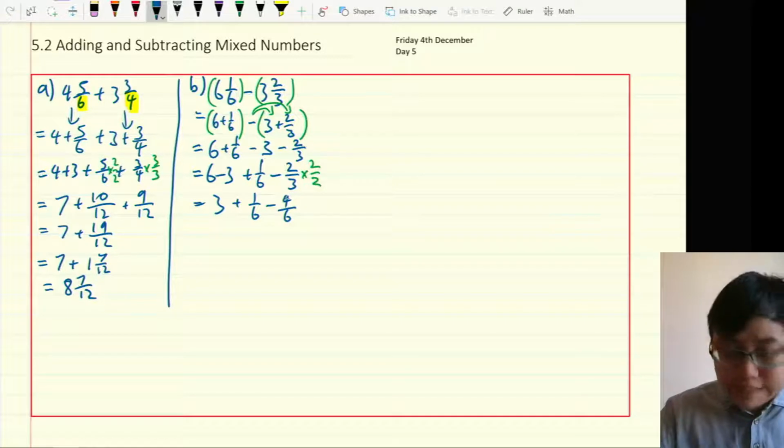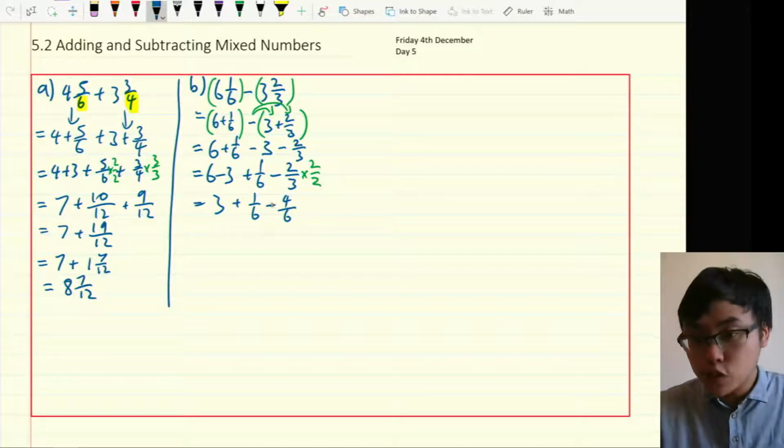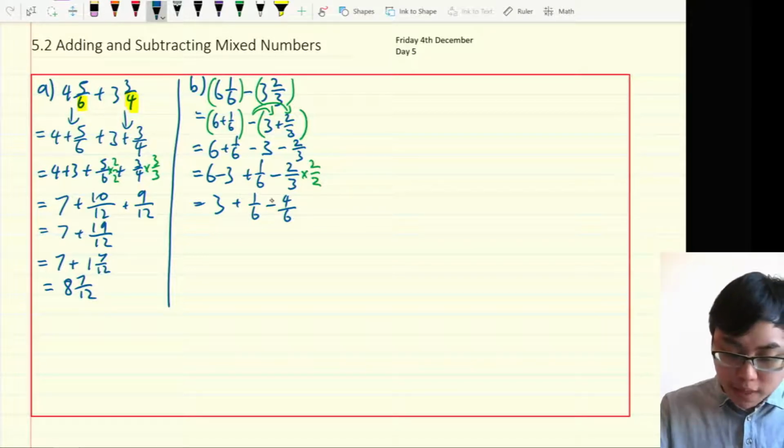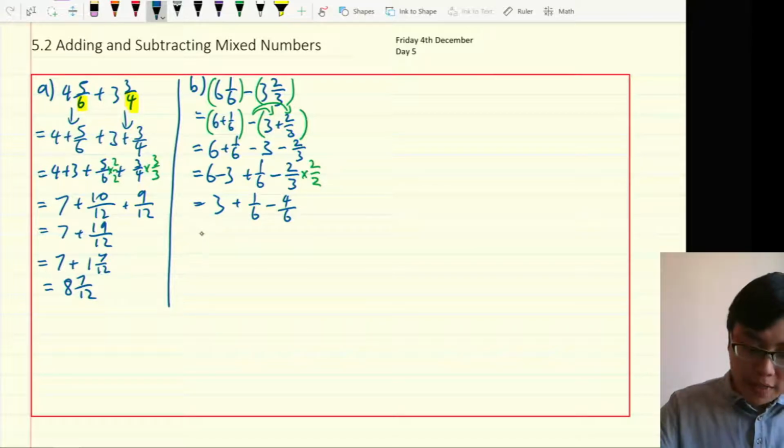1 minus 4 is minus 3. So yes, some integers are going to come into play. You're going to have to go into negative numbers. 1 over 6 minus 4 over 6 will be negative 3 over 6.